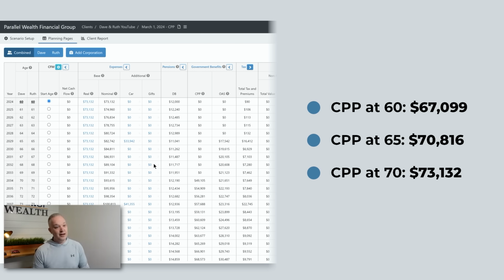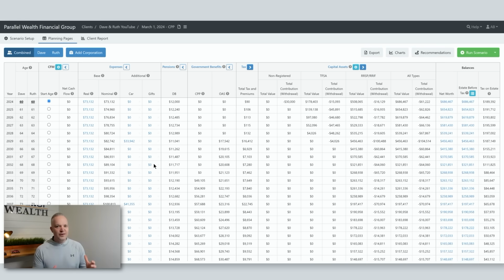So in this case, I'd tell the client, look, here's the differences. Based on this, I would definitely recommend taking it at age 70. But again, you need to go through this process with your planner. Everyone's situation is going to be different.